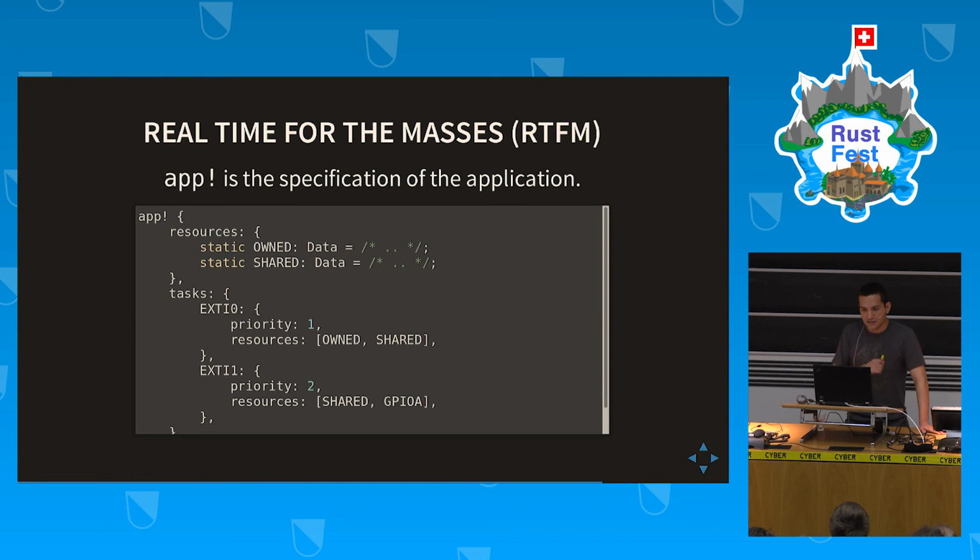In this particular example, we have two resources and two tasks that run at different priorities. And the ARM resource is only accessed by one task, and the shared resource is accessed by both tasks. This app macro is where we have this whole program analysis downside. So the thing is that this app macro has to have all your tasks and resources declared there, and you can only have one instance of this macro in your application. This basically means that you cannot split the declaration of tasks and resources across different crates.